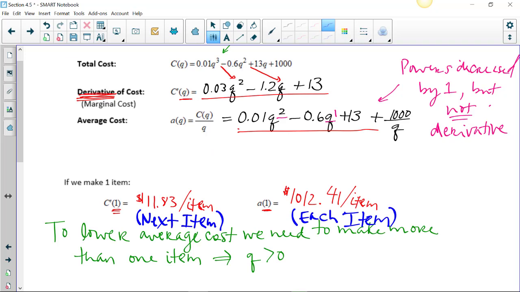Okay. So if we're at the one item production level, the marginal cost is $11.83 per item, which means to produce the next item, it's $11.83. Average cost of producing one item is $1,012.41 to produce that one item. So my per item cost is way more than my marginal cost. So the idea here is to lower the average cost, we're going to need to make more than one item, which implies that our quantity Q has to be greater than 0.